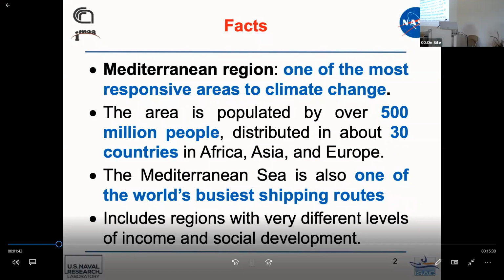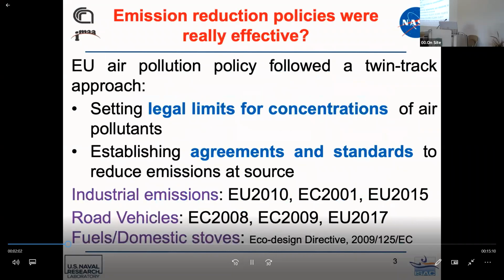Also, the Mediterranean Sea is one of the world's busiest shipping routes, and the region has very different levels of income and social development. And basically, the aerosol emissions in Benelux and in the Po Valley are mostly of anthropogenic origin and are deteriorating their air quality.